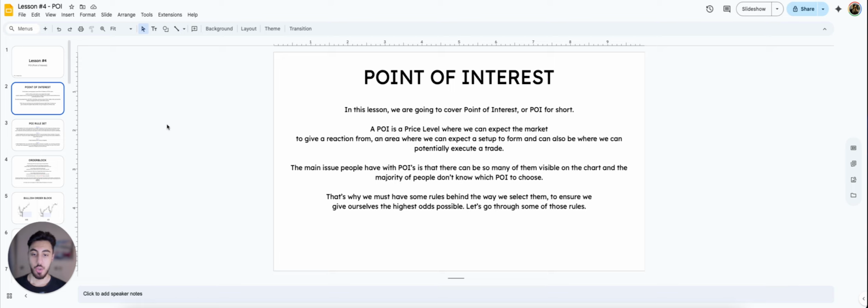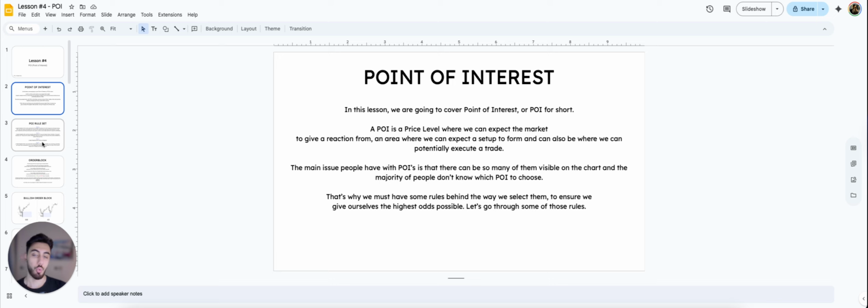The main issue people have with the POI is that there can be so many of them visible in the chart, and the majority of people don't know which POI to choose. I'm sure that even if you're an advanced trader, you have this problem too: you have a lot of POIs and you don't know which one is high probability, which one we can execute a trade from. That's why we must have some rules behind the way we select them, to ensure we give ourselves the highest odds possible. So let's start with the rules.